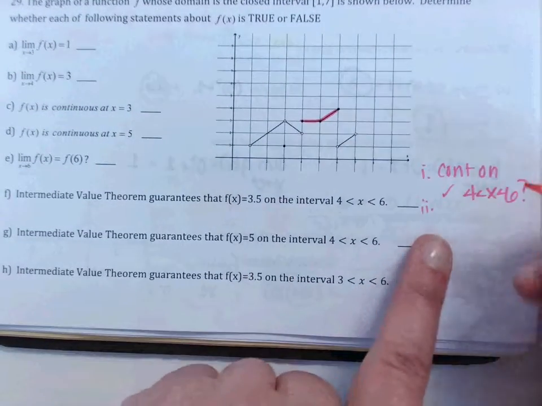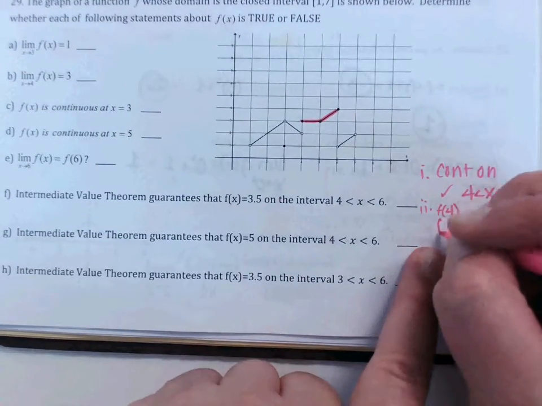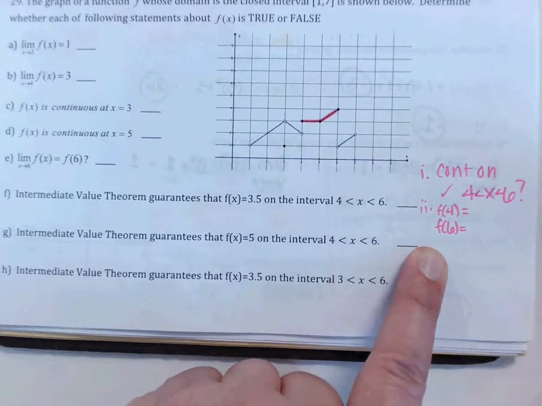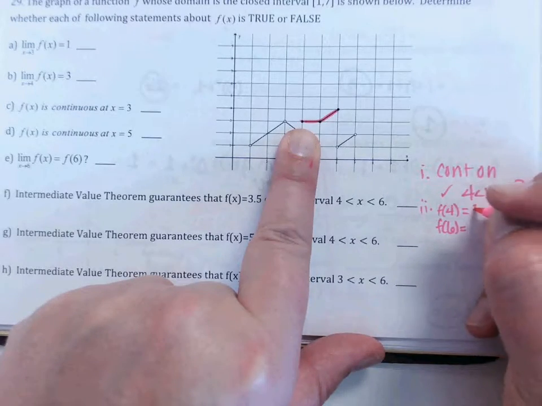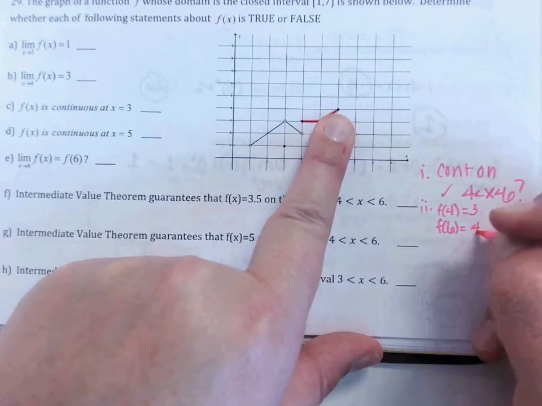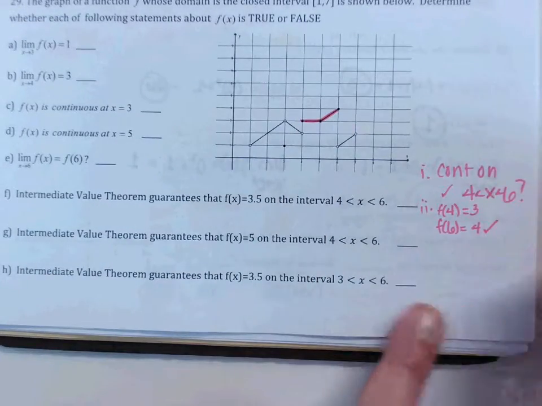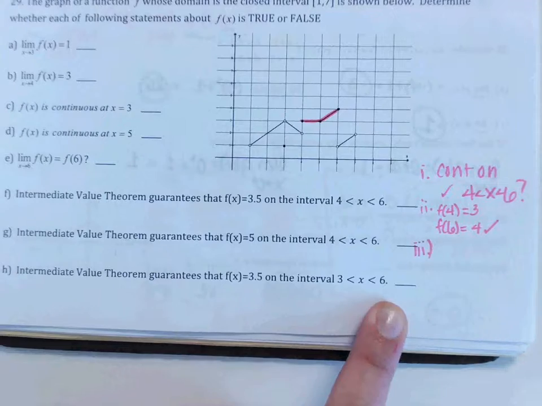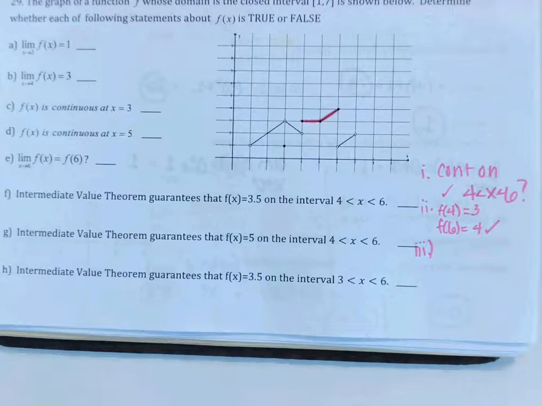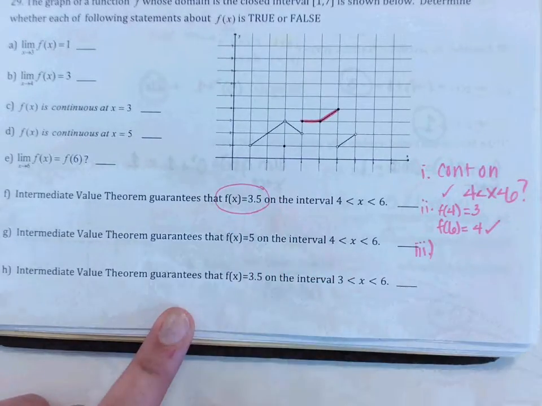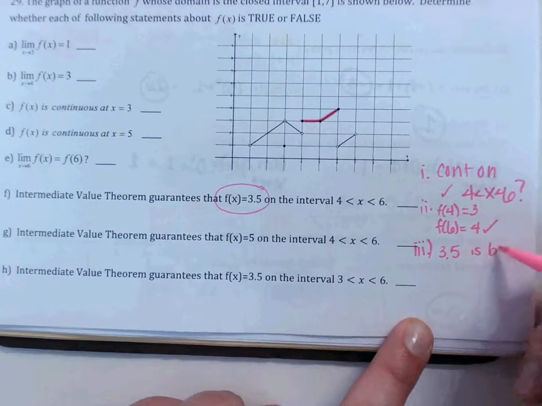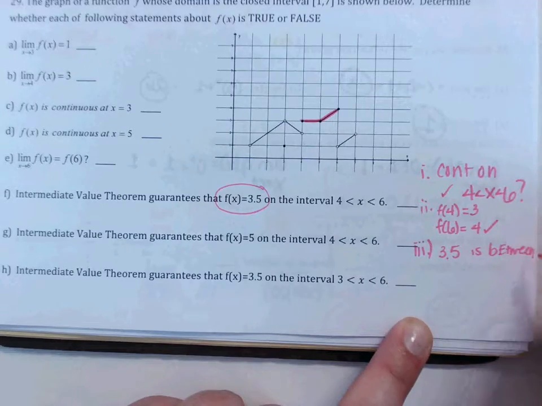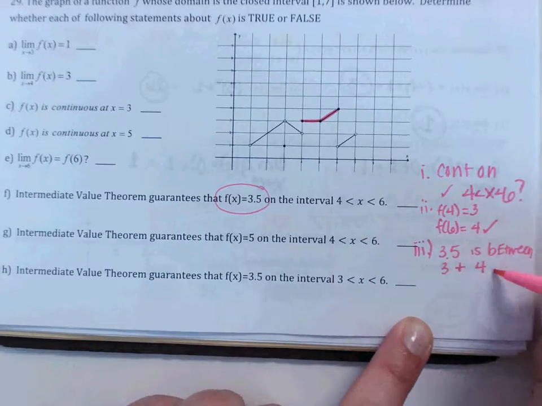Okay, step 2. The y values can't be the same. What is the y value at 4? What is the y value at 6? You're just looking at the graph. At 4, the y value is 3. What's the y value at 6? 4. Were they not the same? Check. Okay, the value I want has to be between them. What's the value I want f of x to equal? 3.5. Is that between 3 and 4? Good. Then can you use the theorem? Yes. Check. Then it's true.